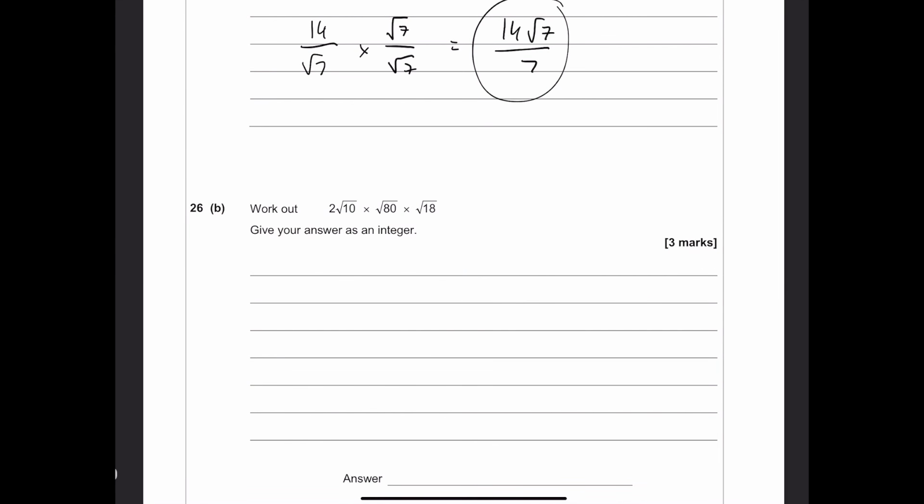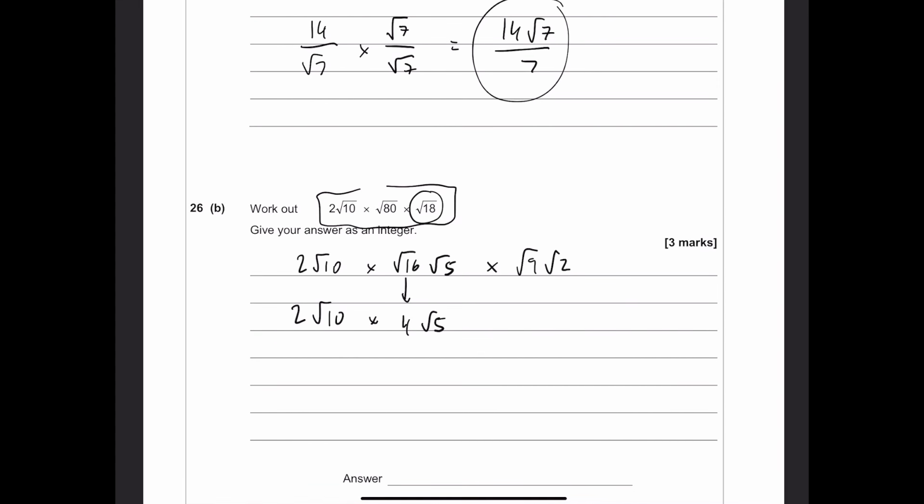Work out this and give your answer as an integer. Now straight away I've noticed most of those can be simplified. So 2 root 10 multiplied by root 80, we need to find the biggest square number that goes into it. I think the biggest square number there is going to be 16. So we can write that as root 16 root 5, and we're going to simplify that in a minute. And root 18 can have 9 into it, so root 9 and root 2. So 2 root 10 multiplied by root 16 is 4 root 5, and root 9 is 3 root 2.